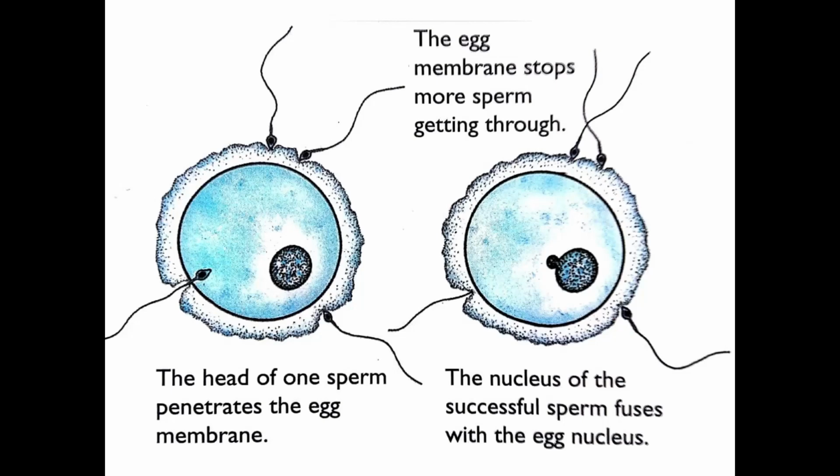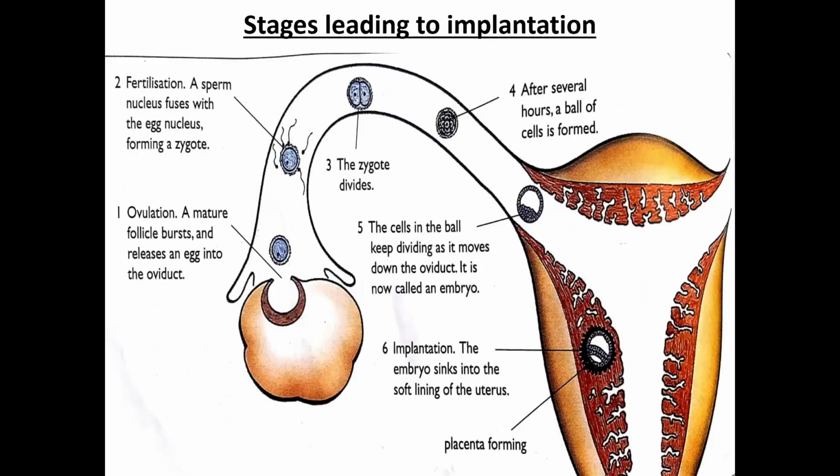And the nucleus of the sperm successfully fuses with the egg nucleus, therefore it starts to fertilize. Okay, so now we are entering into implantation. Firstly is where ovulation starts. A mature follicle bursts and releases an egg into the oviduct. Therefore, it starts to fertilize with a sperm entering to form a zygote.